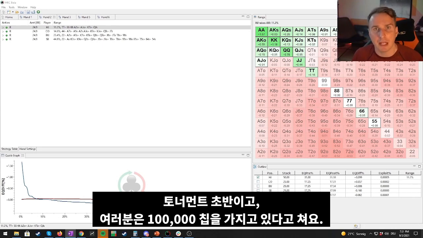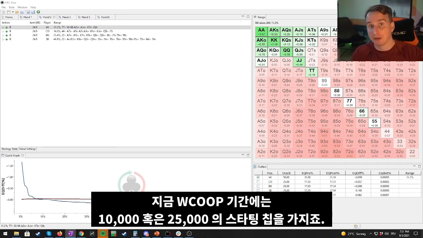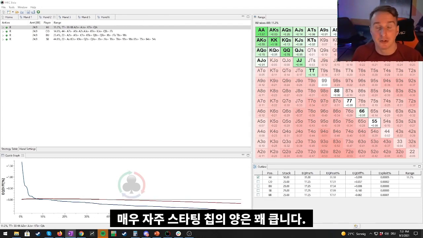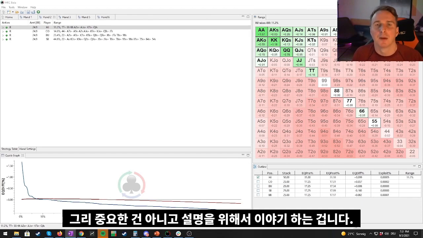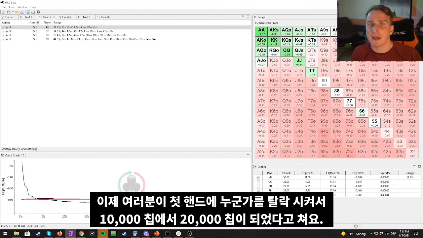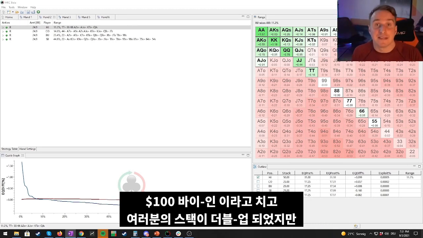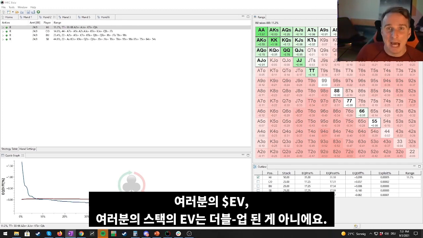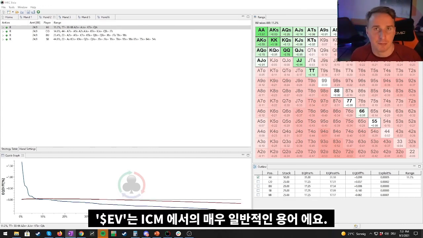So let's assume at the beginning of a tournament you have 100,000 chips, especially now during the WCOOP, or 10,000 or 25,000 starting stack. Very often the starting stacks are a little bit bigger in terms of chips. It doesn't really matter, but just for clarification. Now let's say in one of the very first hands you bust someone, you double up, and you go from 100,000 to 200,000. Let's say it's a $100 buy-in. Of course, you double up your stack, but you're not doubling up your dollar EV, or the EV of your stack. Dollar EV is a very common term in ICM.